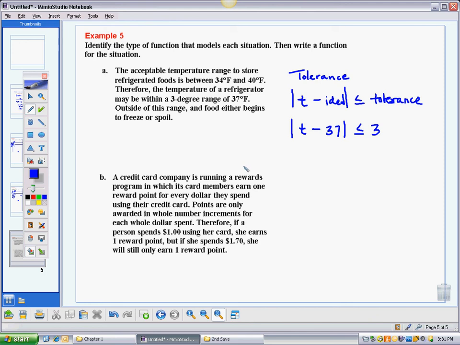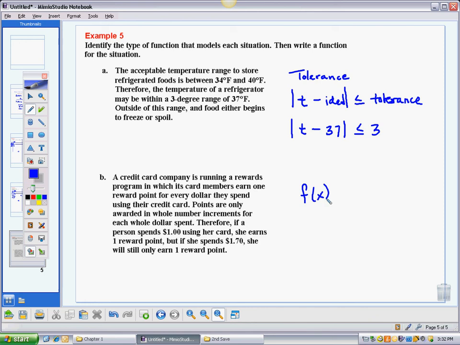Next one, a credit card company is running a rewards program in which its card members can earn 1 reward point for every dollar they spend using their credit card. Points are only awarded in whole number increments for each whole dollar spent. Therefore, if a person spends $1 using her card, she earns 1 reward point. But if she spends $1.70, she'll only earn 1 reward point. This sounds an awful lot like our previous function using the greatest integer situation. So we're going to just try that out and see if it works.